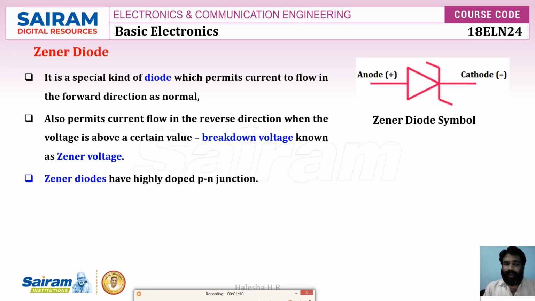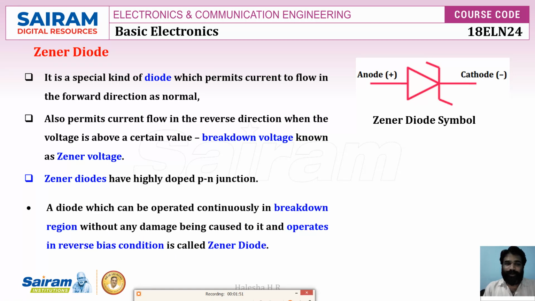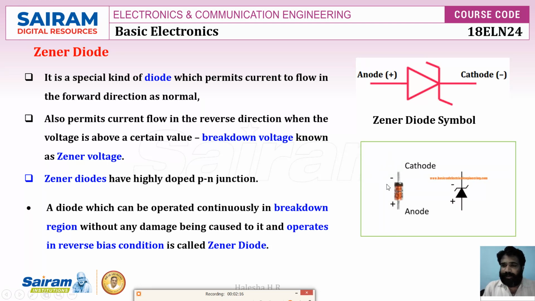And Zener diodes are highly doped PN junctions. As I said, it is a PN junction diode, and these are special characteristics: they are highly doped PN junction diodes. So the diode which can be operated continuously in the breakdown region without any damage being caused to it, and operates in the reverse bias condition, is called a Zener diode. And this is the practically available symbol.